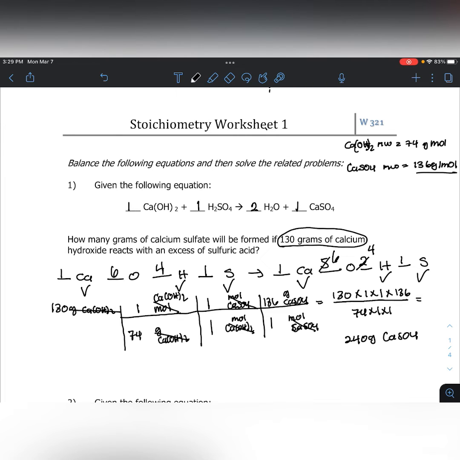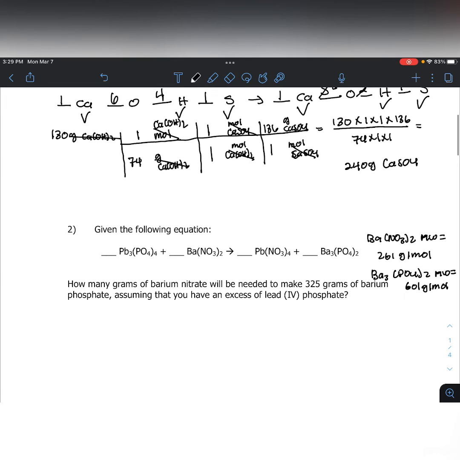All right, so let's do the last problem. And then again, we will need to balance this equation out. And you start by just writing out all the different components there are.